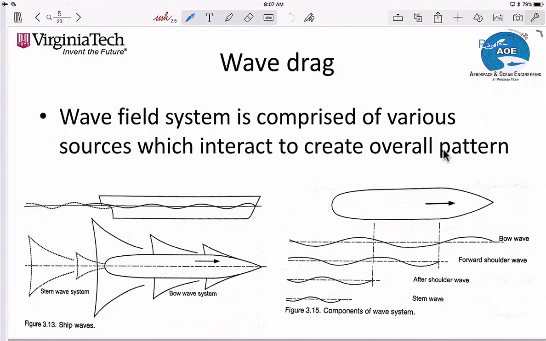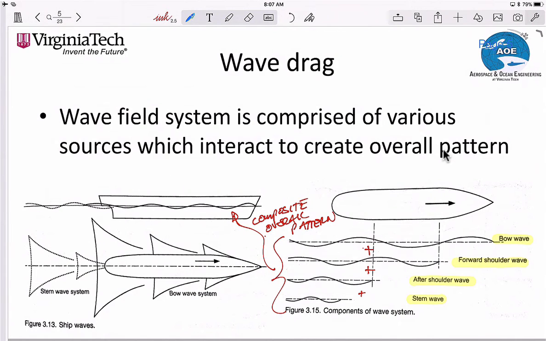And the overall wave field is comprised of various sources. Usually you'll have a bow wave. Over here on the right, you'll see a bow wave. You'll have a stern wave that's created by the pressure field at the bow and stern. And then depending on the geometry of the ship, you might have a forward shoulder wave and an aft shoulder wave. And we need to add these wave patterns up to get the composite. So these all feed into the overall composite wave pattern.